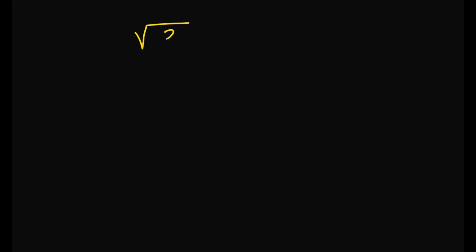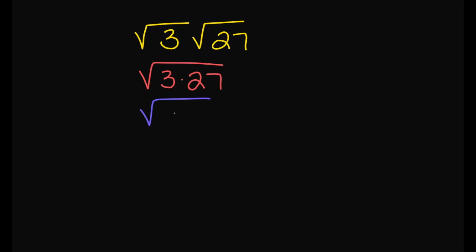The square root of 3 times the square root of 27. We're going to combine 27 times 3, and 27 times 3 is going to equal 81. So now you have the square root of 81, and the square root of 81 is going to equal 9. So your final answer here is 9.